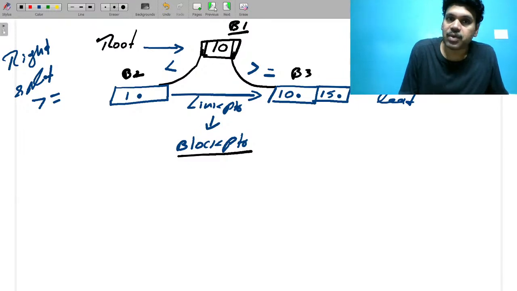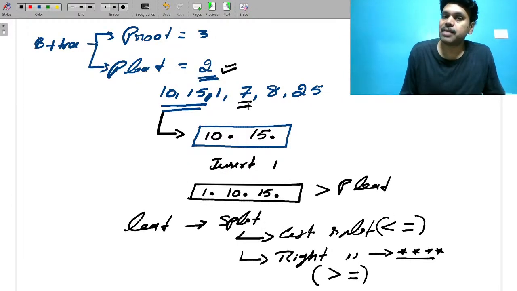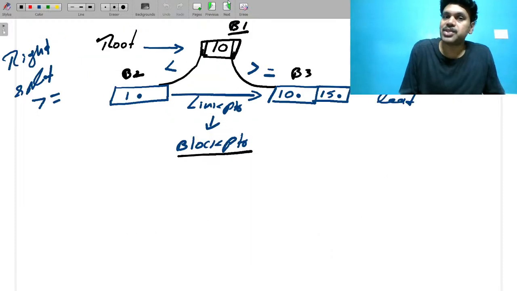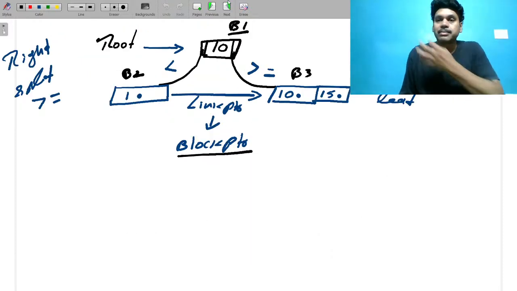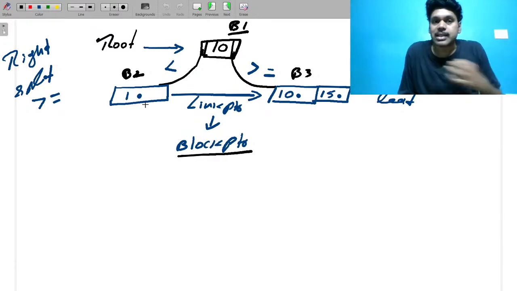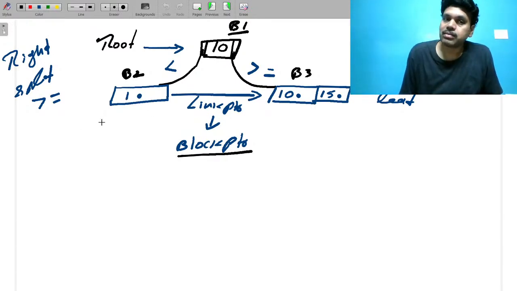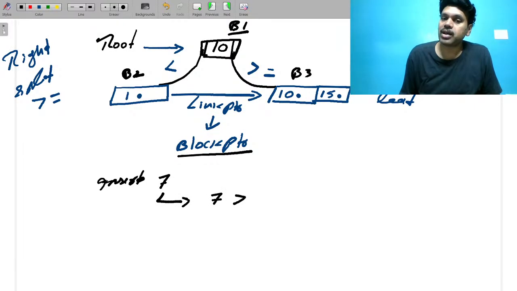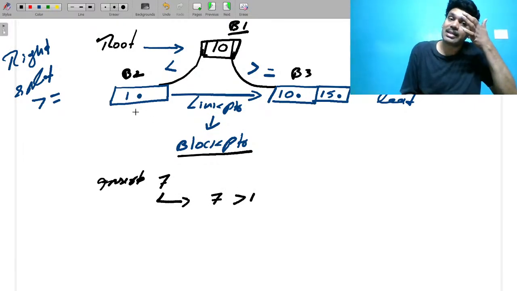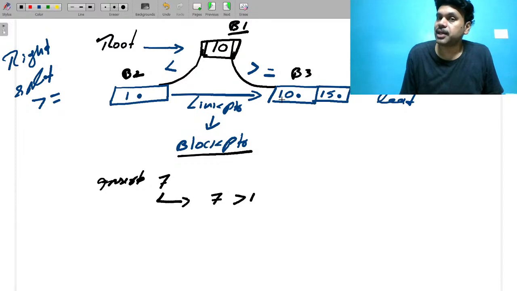Now let us see. I want to insert the next one, 7. So when you are inserting a 7, observe carefully. Insert 7. So 7 is greater than 1. I am checking in the leaf only. 7 is greater than 1 and less than 10. Therefore, my dear friends, the 7 we are going to keep here only.